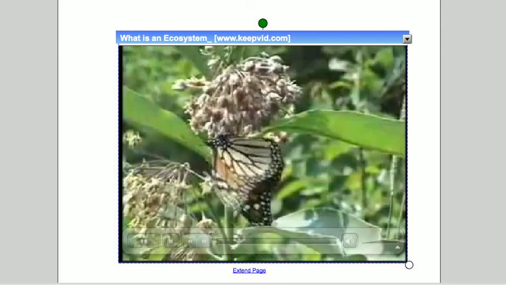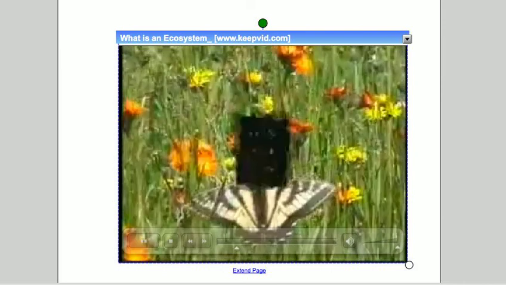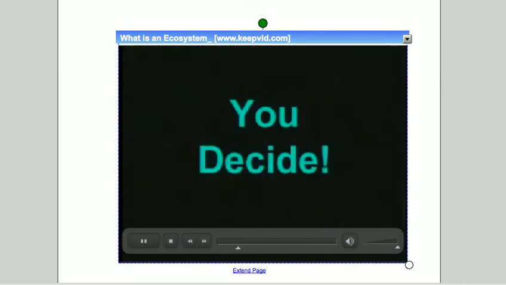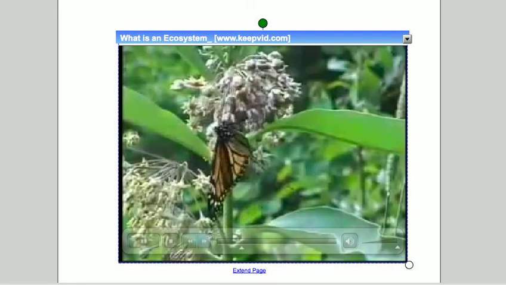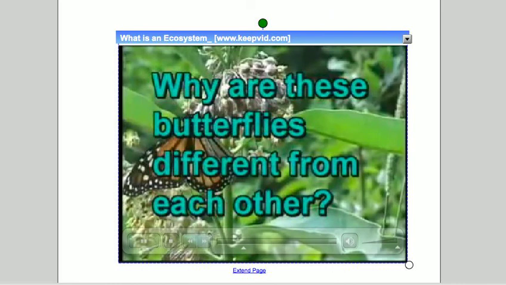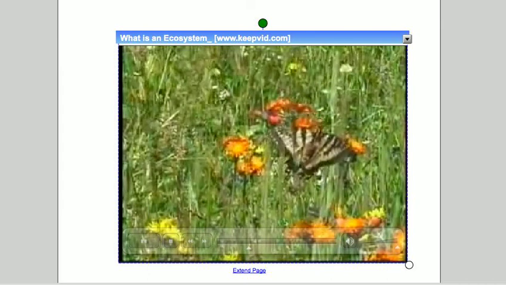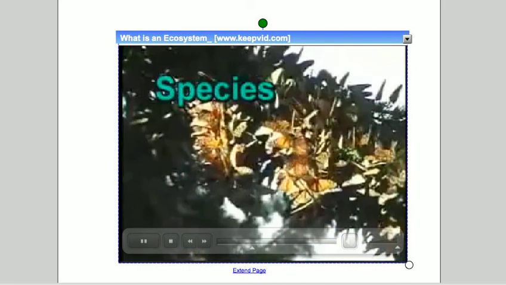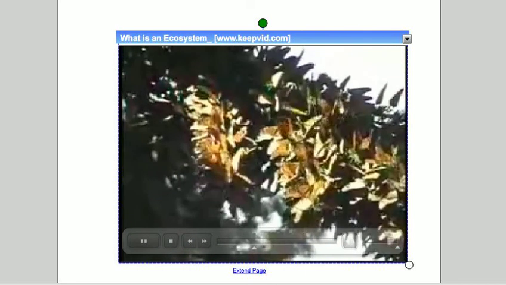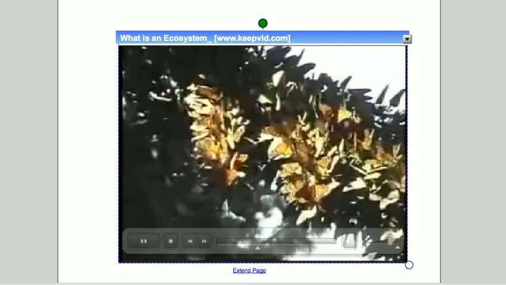This is a monarch butterfly, and this is a tiger swallowtail butterfly. You decide. Why are these butterflies different from each other? These butterflies are members of two different species. A species consists of a group of organisms which can successfully reproduce among themselves. Members of the same species possess similar characteristics.